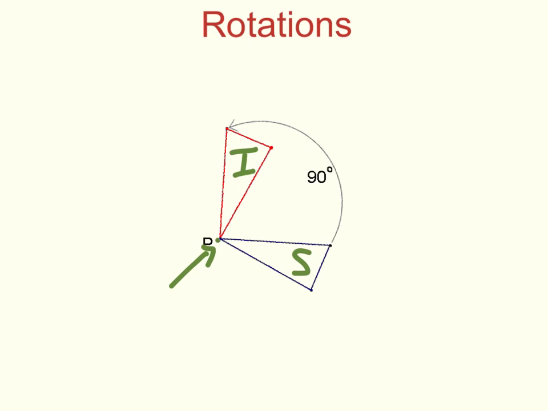And that's really important in rotations. We don't want our shape and image to be far apart from each other. They need to be connected by a vertex right there. Okay? Let's look at some more examples.